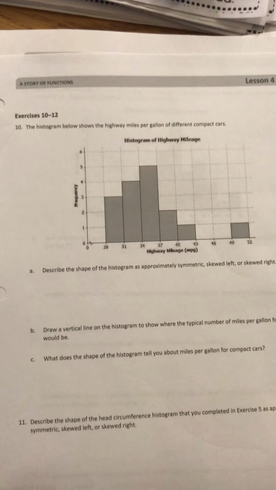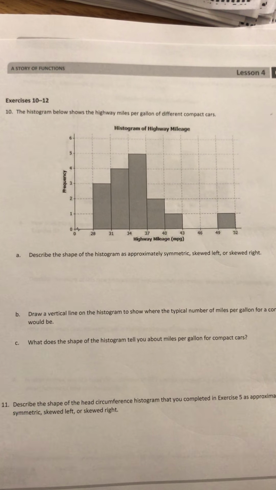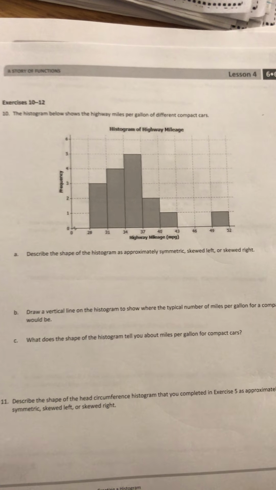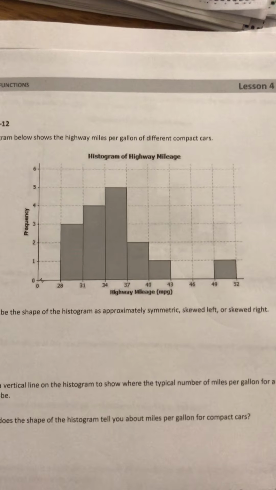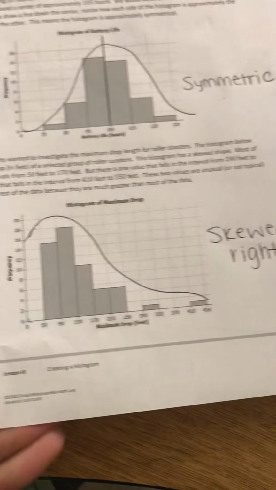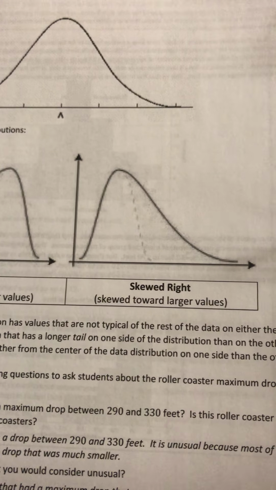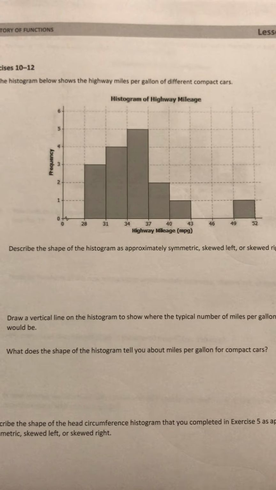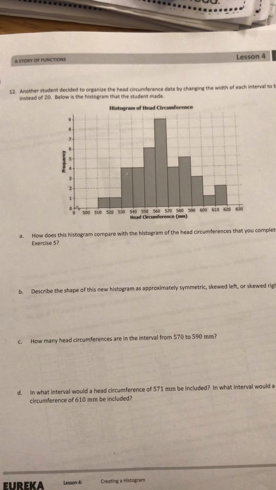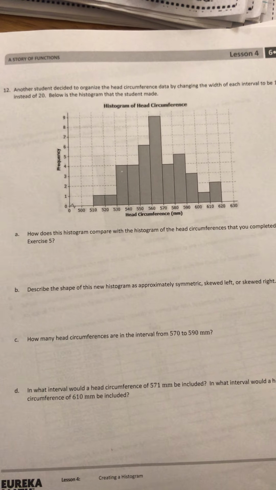So what would you call this one? What's the shape? Is it symmetric, skewed left, or skewed right? Now, if you don't know what skewed left means based on skewed right being empty on the right, skewed left means that it's empty on the left. Skewed right, empty on the right. Okay? What is the shape of this? Go ahead and write it down now. What is the shape of number 12? Write it down now.